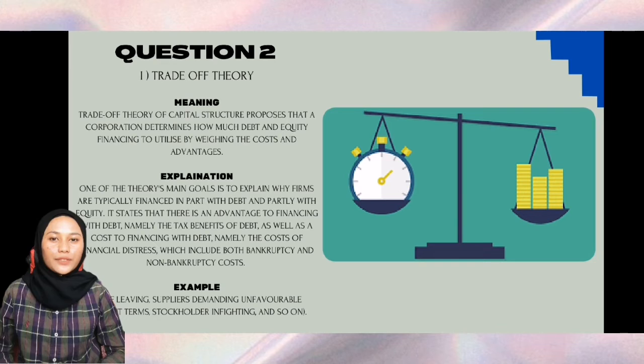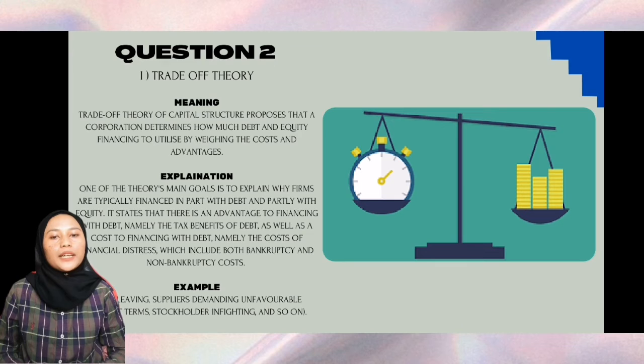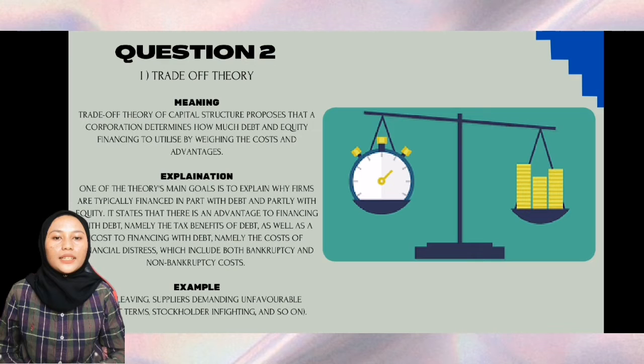First is trade-off theory. For the meaning, trade-off theory of capital structure proposes that a corporation determines how much debt and equity financing to utilize by weighing the cost and advantage. For the explanation, one of the theory's main goals is to explain why firms are typically financed partly with debt and partly with equity. It states that there is an advantage to financing with debt, namely the tax benefits of debt, as well as a cost to financing with debt, namely the cost of financial distress, which includes both bankruptcy and non-bankruptcy costs.